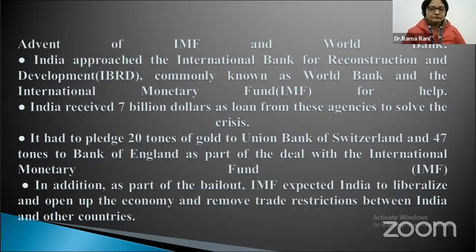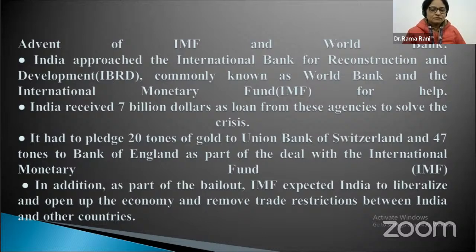Advent of IMF and World Bank. India approached the International Bank for Reconstruction and Development (IBRD), commonly known as World Bank, and the International Monetary Fund (IMF) for help. India received $7 billion as loan from these agencies to solve the crisis. And at the time of the crisis in India, the IBRD and IMF helped India in the economic crisis.